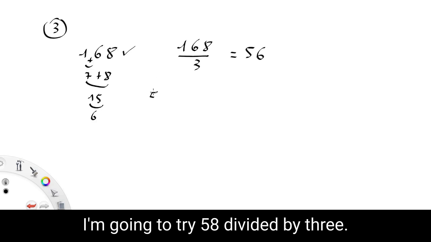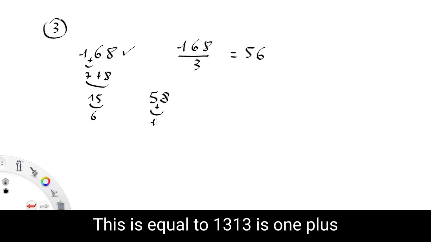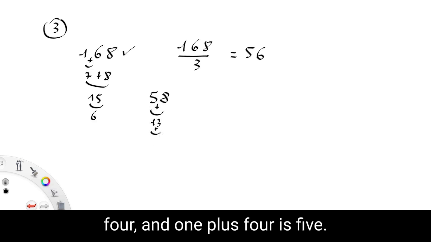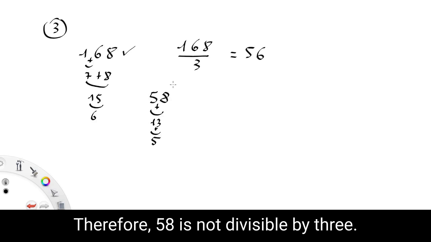Let's see another example. I'm going to try 58 divided by 3. I add 5 plus 8. This is equal to 13. 13 is 1 plus 3, and 1 plus 3 is 4. 4 is not divisible by 3. Therefore, 58 is not divisible by 3.